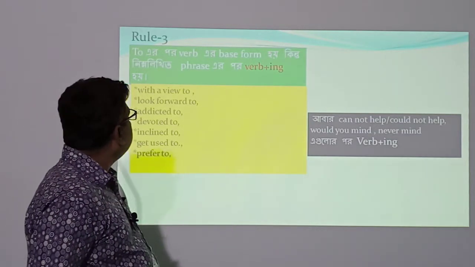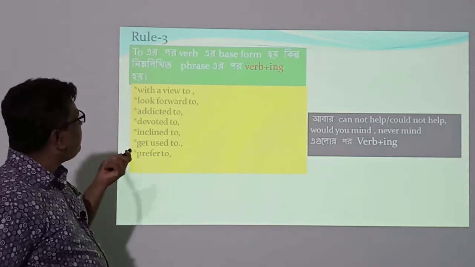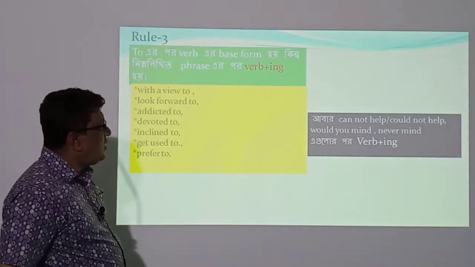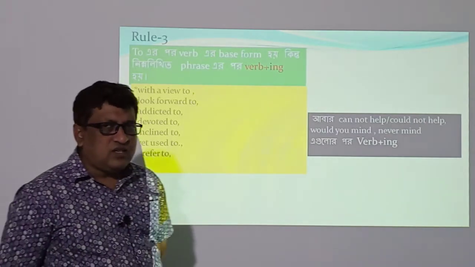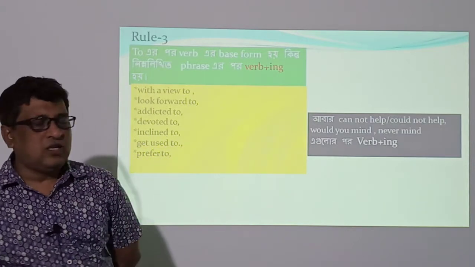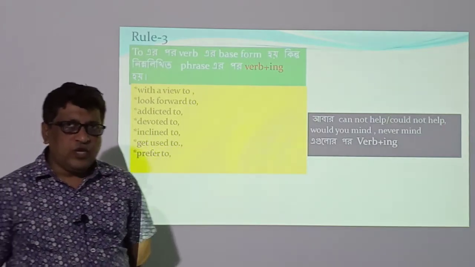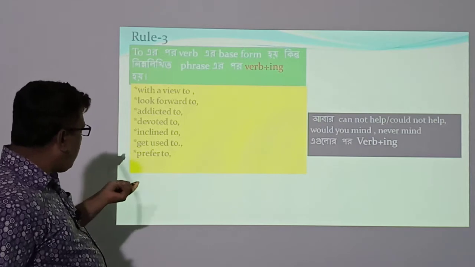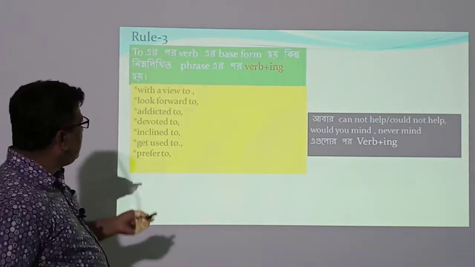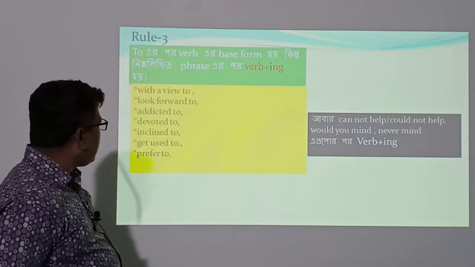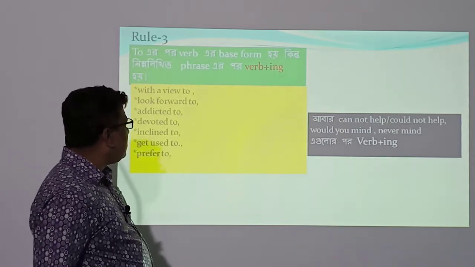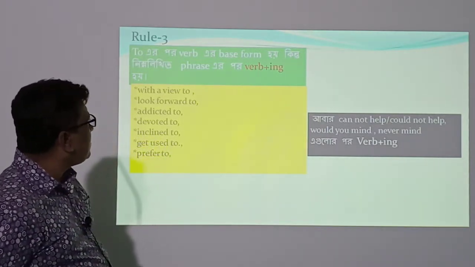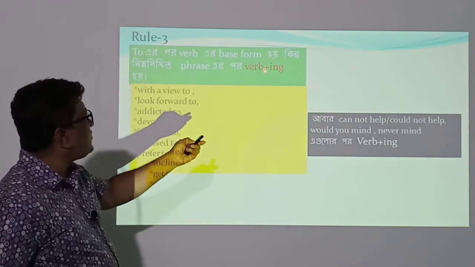Third rule. After to, the base form of verb is used, but after the following phrases, verb plus ing is used. That means it is usual and normal to use a base form with to. But if this to is in the form of a phrase like with a view to, look forward to, addicted to, devoted to, inclined to, get used to, preferred to, then after these phrases we will use verb plus ing.